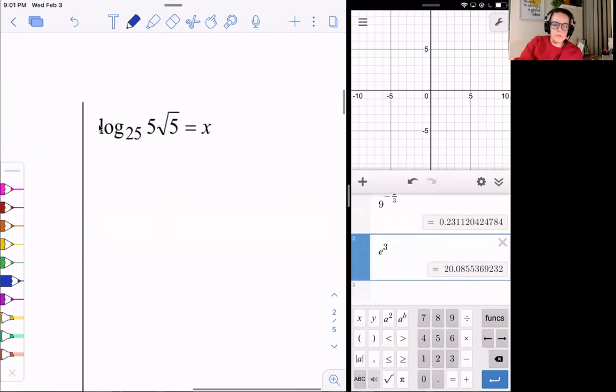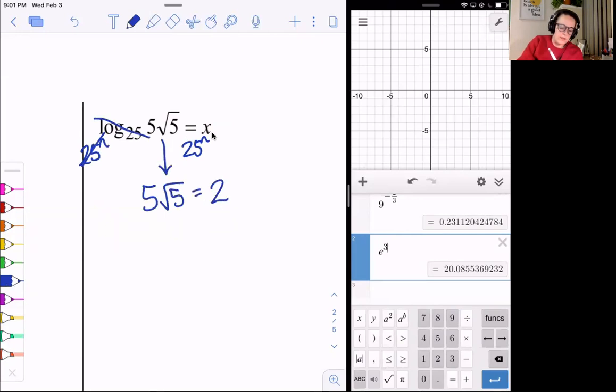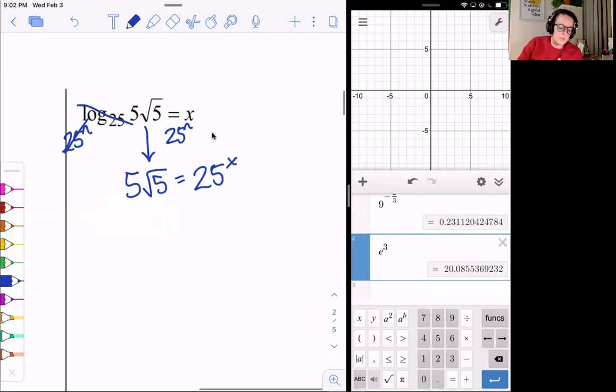All right. For this one here, we have log base 25 of 5 root 5 equals x. I'll go ahead and try the other way this time. So 25 to the power of this, 25 to the power of that. This will cancel. 5 root 5 equals 25 to the power of x. Since they look like similar bases here, I'm gonna show you 2 separate ways.